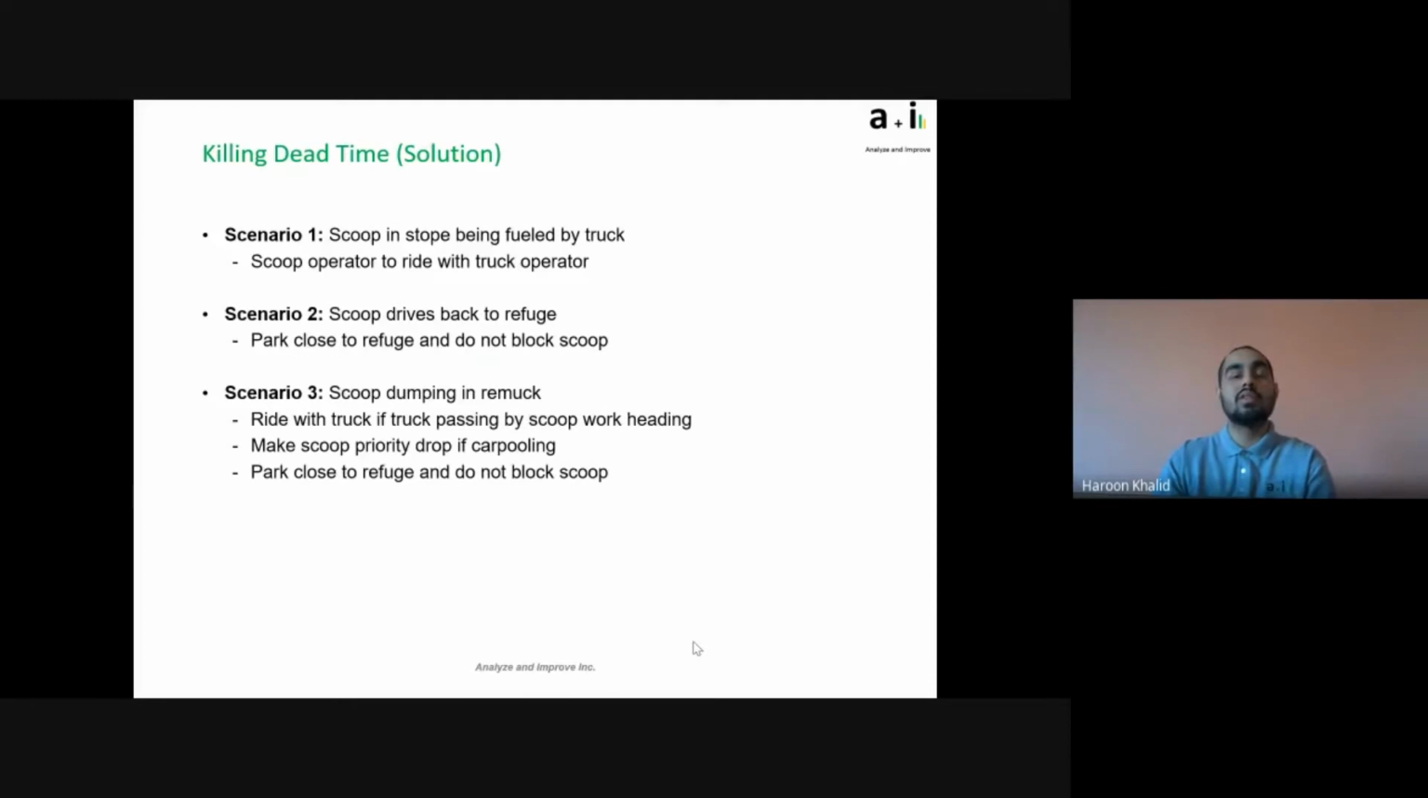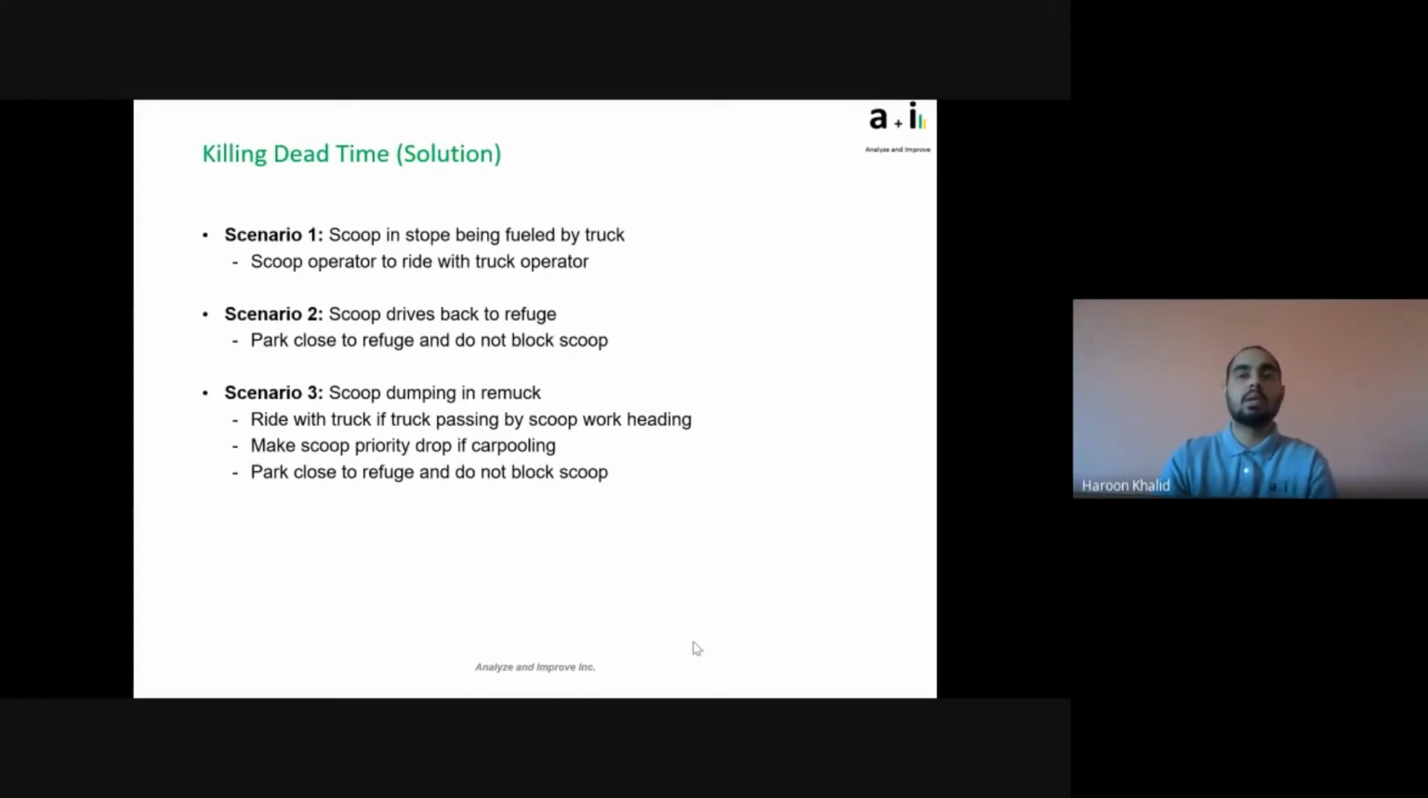In scenario 2, if the scoop is driving back to the refuge with his scoop tram, then we wanted to make sure that he was parking close to the refuge and was not being blocked in by any other equipment, because we were designating a parking spot just for the scoop. That way, at the beginning of the shift, the scoop operator would be able to head out towards his work heading right away without losing any time.